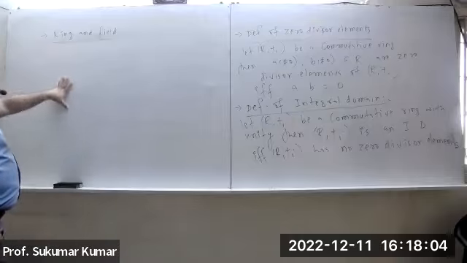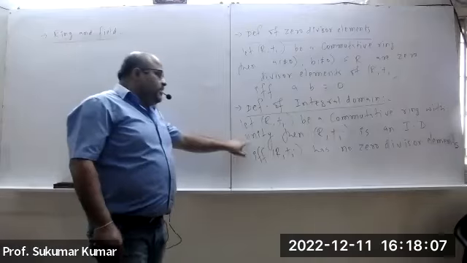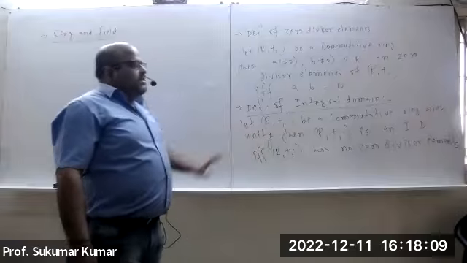Integral domain: when R is a commutative ring with unity and has no zero divisor elements, then that is called an integral domain.